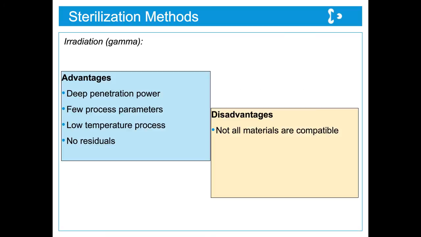Here are the advantages and disadvantages for gamma irradiation. It has deep penetration power. Again, it breaks the covalent bond of the bacteria's DNA. There's very few process parameters. It is also a low temperature process, and there's no residuals, so that means there's no post-aeration process. The disadvantage is the fact that not all materials are compatible, and I'll touch on this shortly as well.